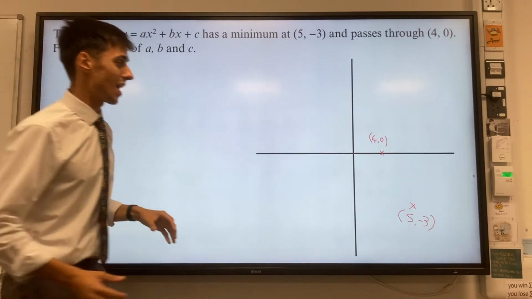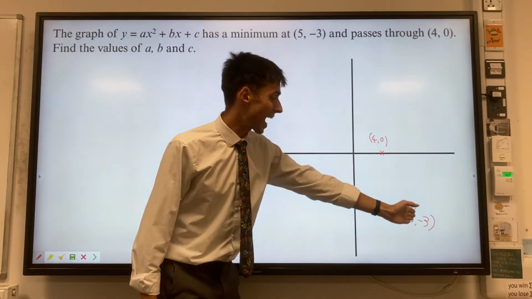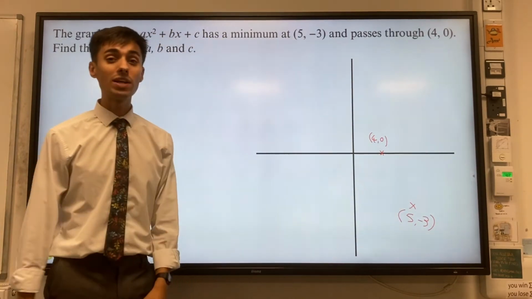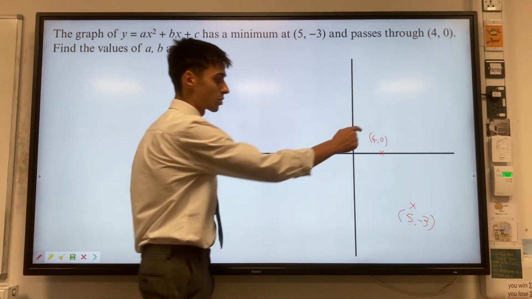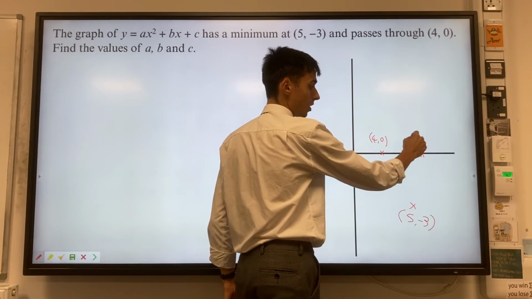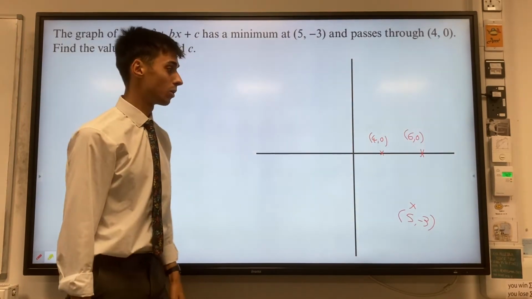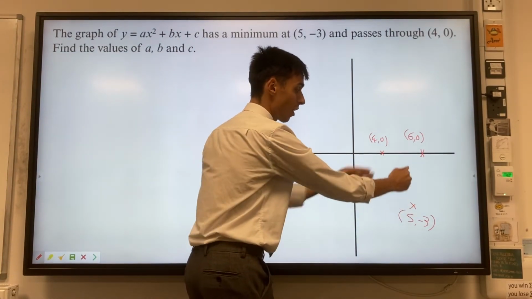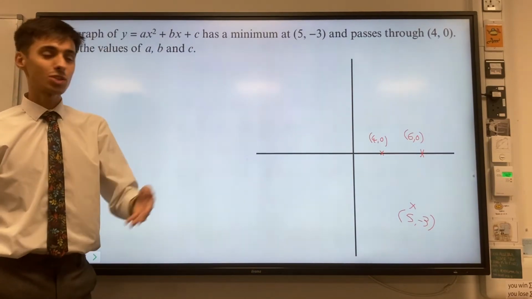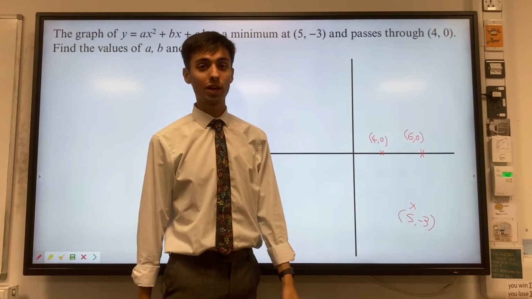And the way that we get there is by realising the minimum point has to be exactly halfway between two roots. Parabolas are always symmetrical. So if we have one root at (4, 0) and the minimum's at (5, -3), our second root has to be at (6, 0), because 5 is exactly halfway between our 4 and our 6. Okay, that's really helpful then. Now we've got two roots of our quadratic.